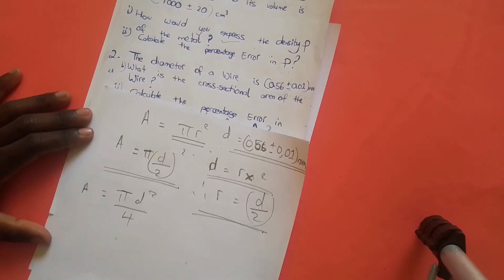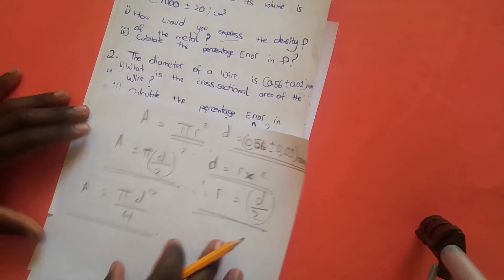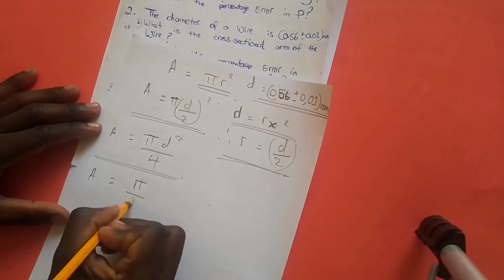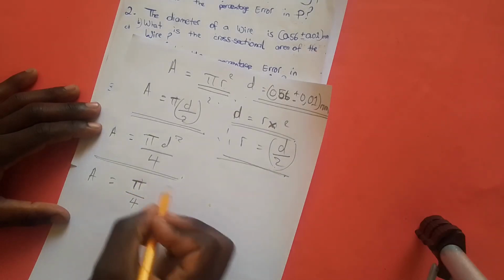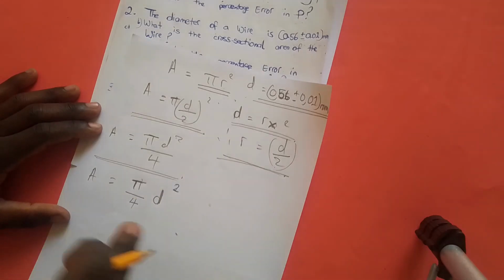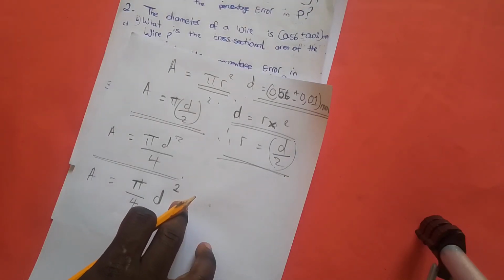From the concepts I've shown you earlier, two concepts, that if we have a constant power and if we have a constant multiplying the rest of the equation. In this question we have both. A is equal to pi over 4, which is a constant, then d, the variable, squared. This squared is a constant power, right? So we're going to use both concepts I showed you earlier to solve this question.